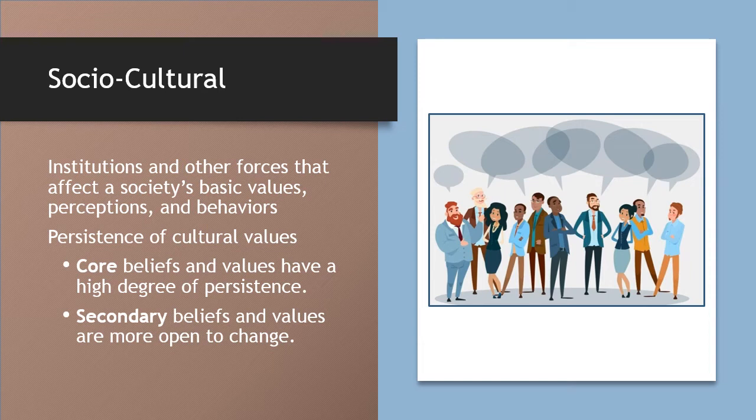Secondary beliefs and values are more open to change, and they include people's views of themselves, others, organizations, societies, even universities. Believing in marriage is a core belief. Believing that people should get married early in life is what we'd call a secondary belief. Marketers have some chance of changing society values, but little chance of changing core values.